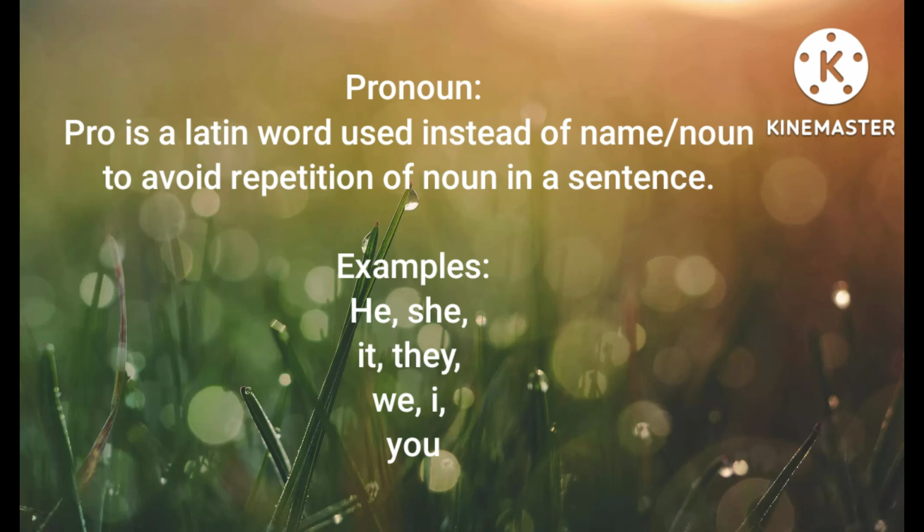The next one, the last one, is pronoun. Pro is a Latin word; a pronoun is used instead of a noun or name, to avoid repetition of the noun in a sentence. Whenever we talk about someone or something, saying the name of that person in every sentence does not look good. There should be something else to say instead of a noun, instead of the name of a person, or of some thing or place.